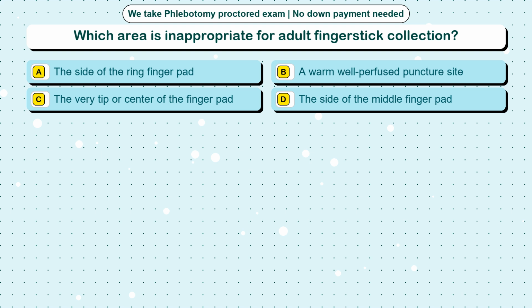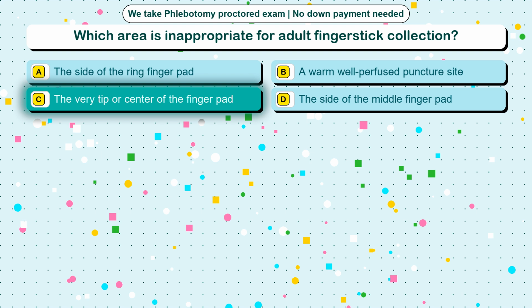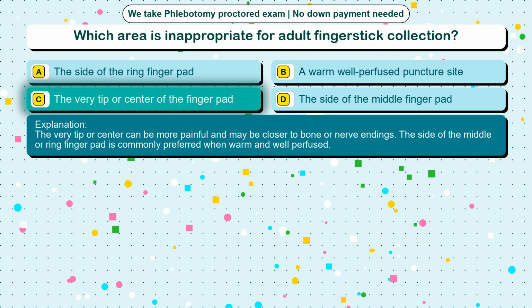Option D, the side of the middle finger pad. The correct answer is option C, the very tip or center of the finger pad. The very tip or center can be more painful and may be closer to bone or nerve endings. The side of the middle or ring finger pad is commonly preferred when warm and well perfused.